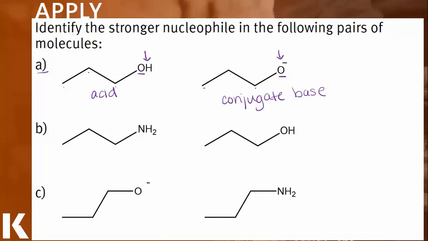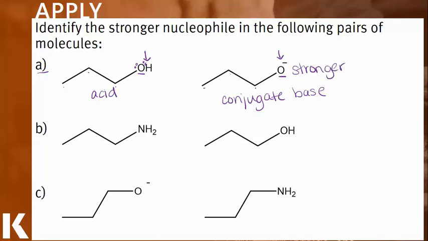Notice that the one on the left is still a nucleophile since oxygen has 2 lone pairs on it. However, like we said, full negative charges will always be a stronger nucleophile. So the stronger nucleophile here is the molecule on the right.